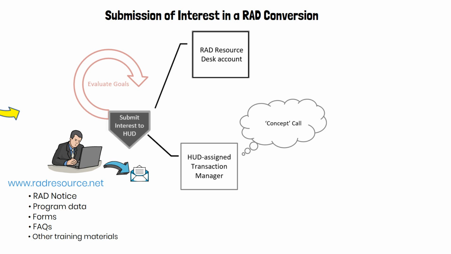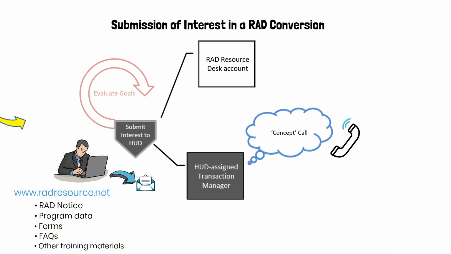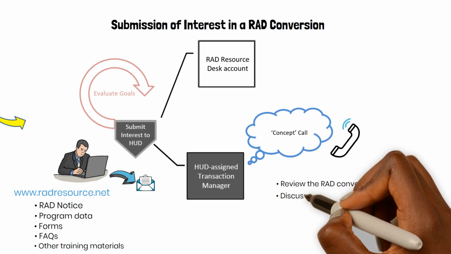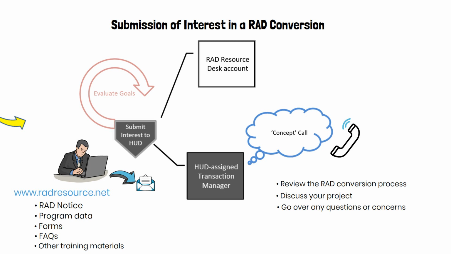This is a preliminary step that does not constitute a commitment by the owner to convert or take any action. Rather, once the owner provides this submission, HUD assigns a transaction manager that can provide the owner with useful guidance and instruction on the conversion process. The transaction manager will arrange for a concept call to briefly go over the RAD conversion process with you, discuss your project, and go over any questions or concerns you may have that may impact the property's eligibility. Early awareness of key issues will allow HUD to help guide and support you throughout the process.